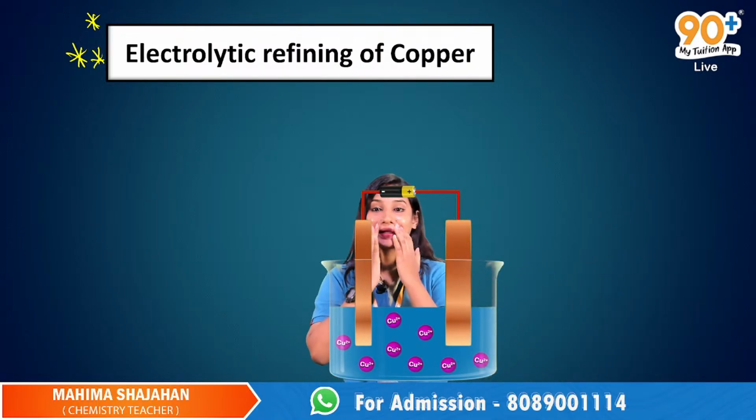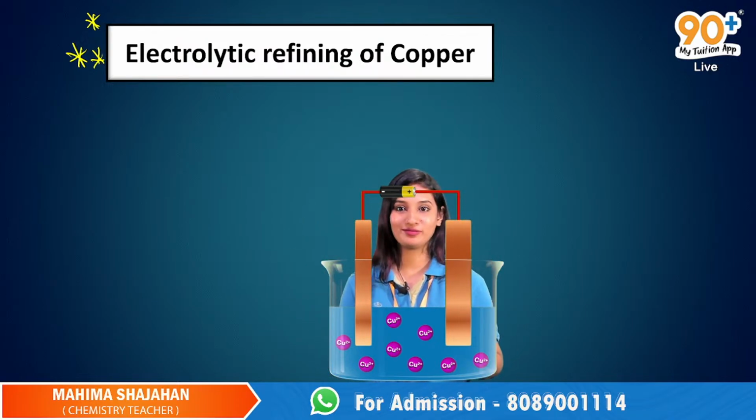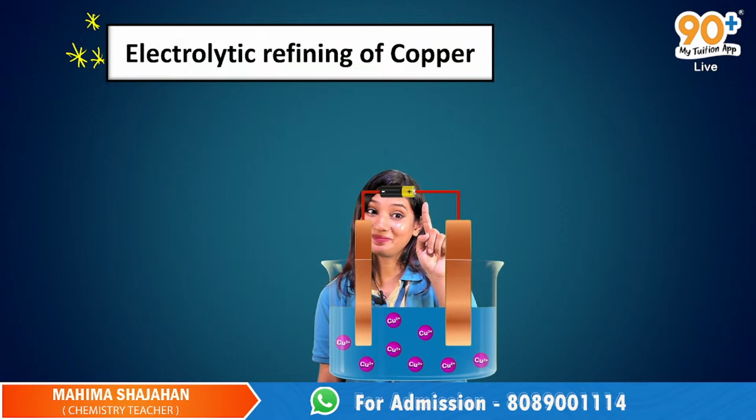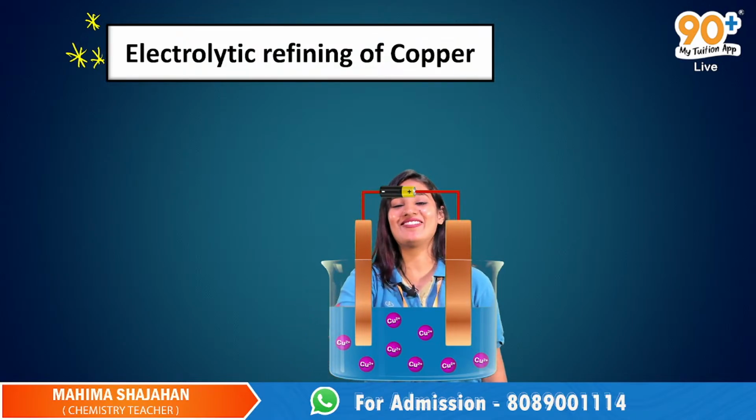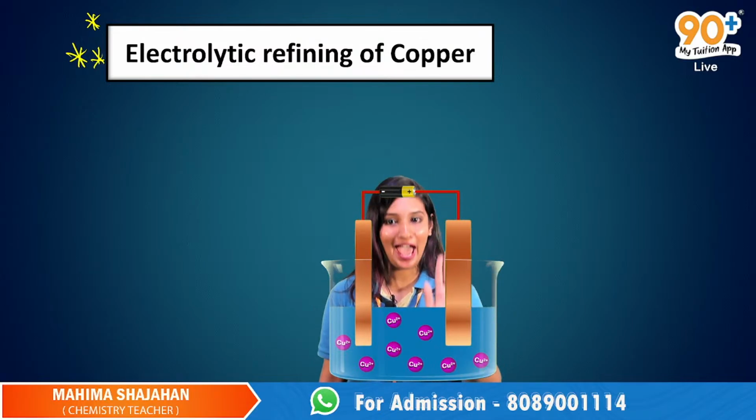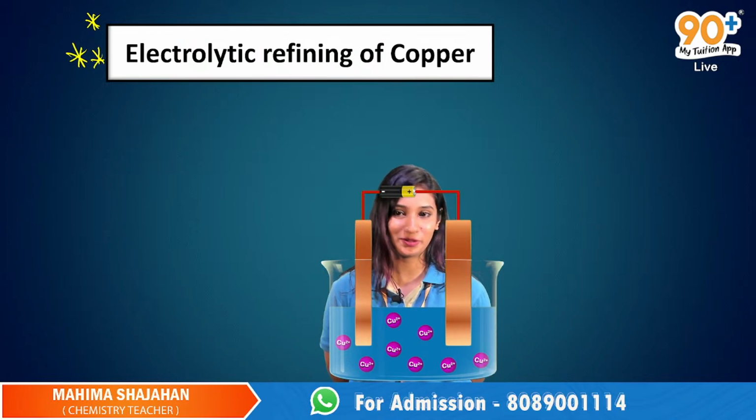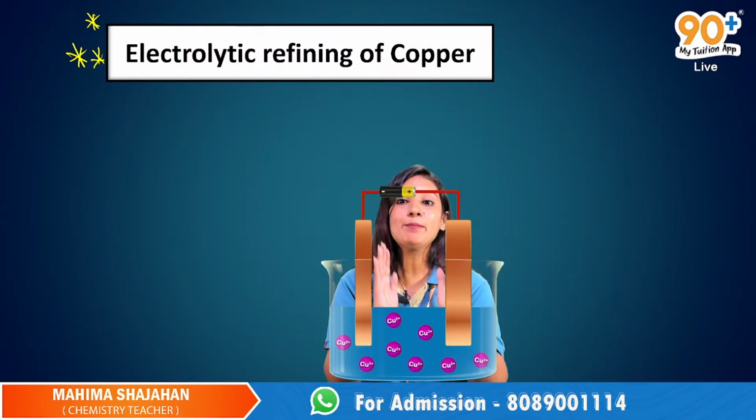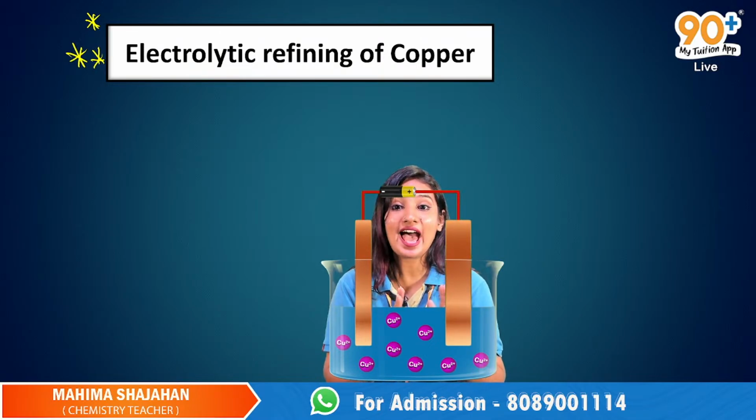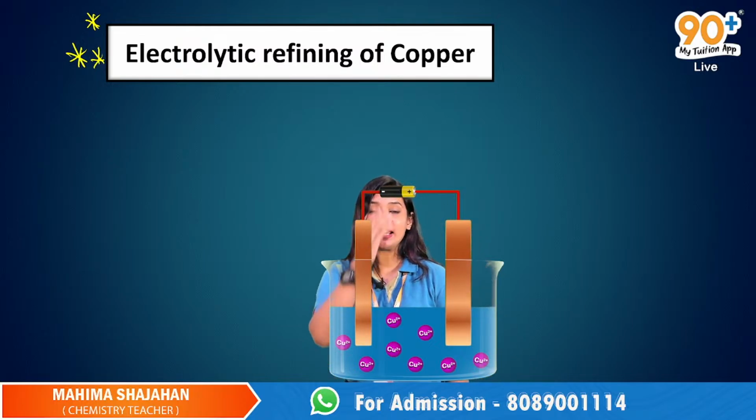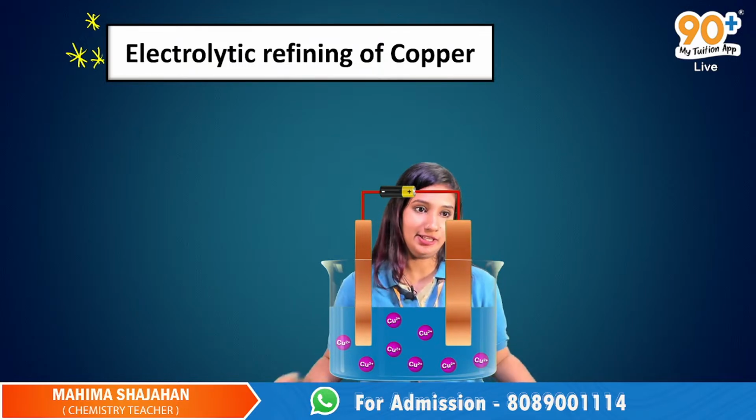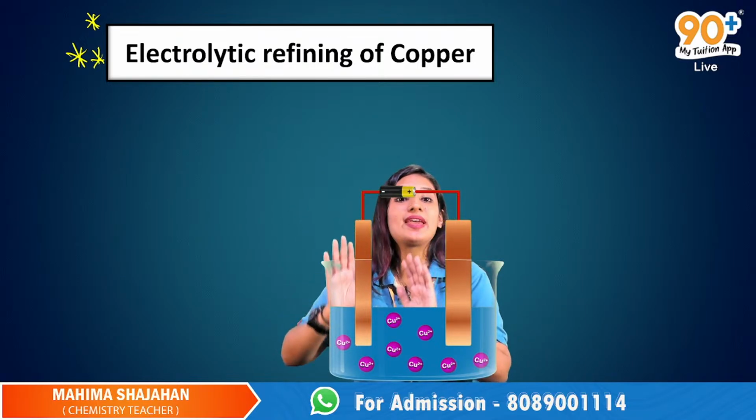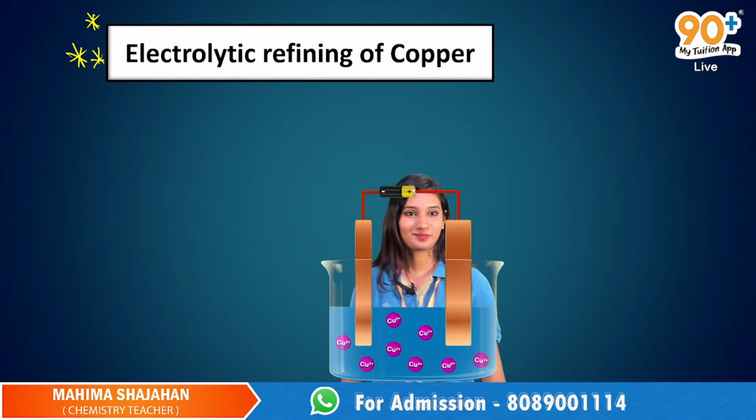So here I have my experimental setup, guys. Now quickly tell me, the electrode that is connected to the positive terminal will be what? Very good, it is the anode. So I have my anode here, and here I have my cathode. Now listen carefully, guys, this is so important. The impure metal is always taken as the anode, and a thin strip of pure metal is taken as the cathode. Is it clear?